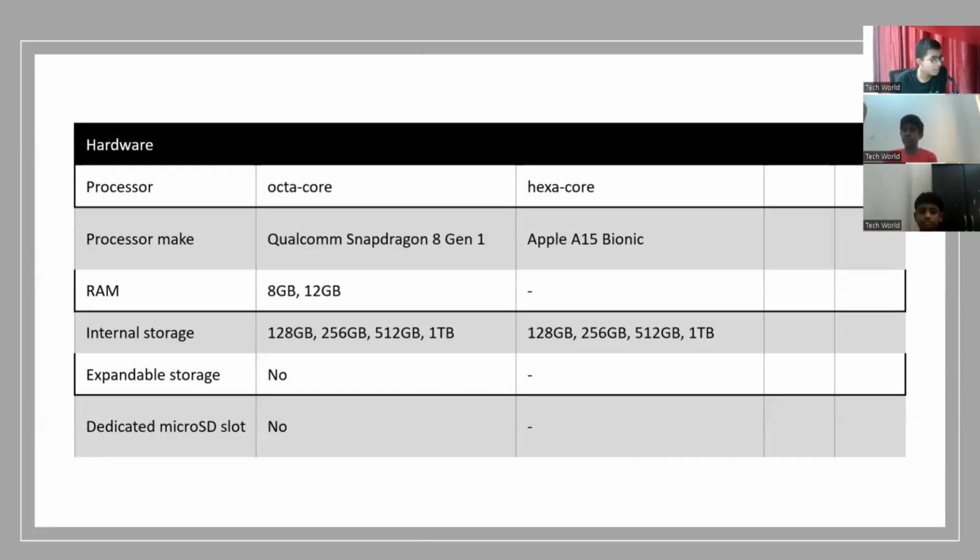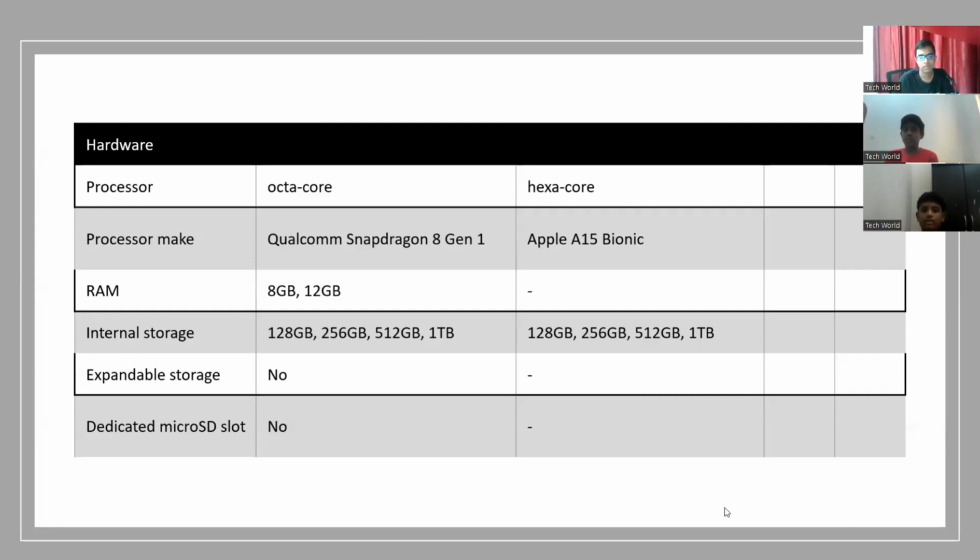Now let's get to the hardware comparison. Hardware. Processor for Samsung S22 Ultra is octa-core and for iPhone it's hexa-core. Processor making for Samsung S22 Ultra is Qualcomm Snapdragon 8th generation one. For Apple, it's Apple A15 Bionic. RAM for Samsung S22 Ultra is 8GB and 12GB. For Apple, it's undefined.